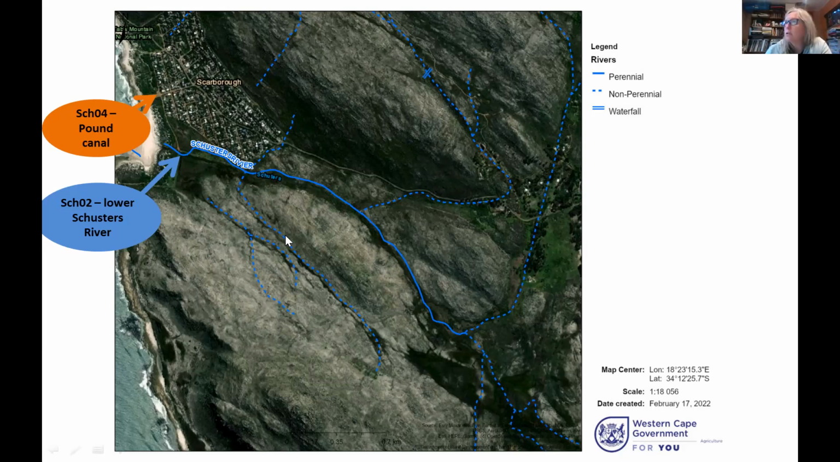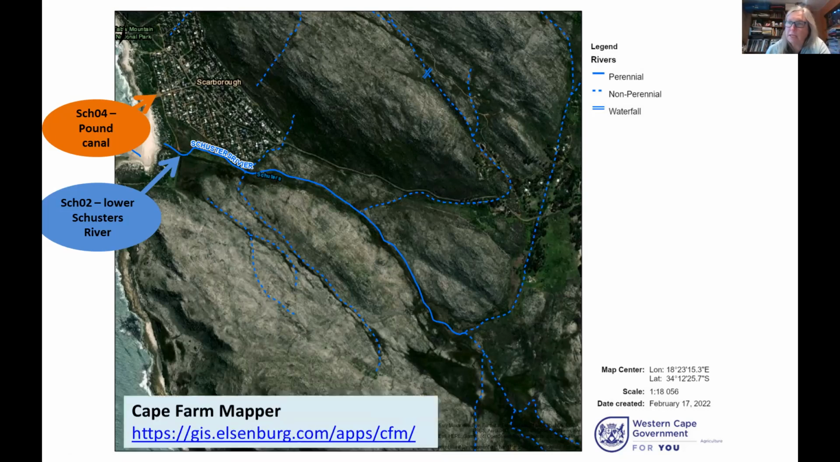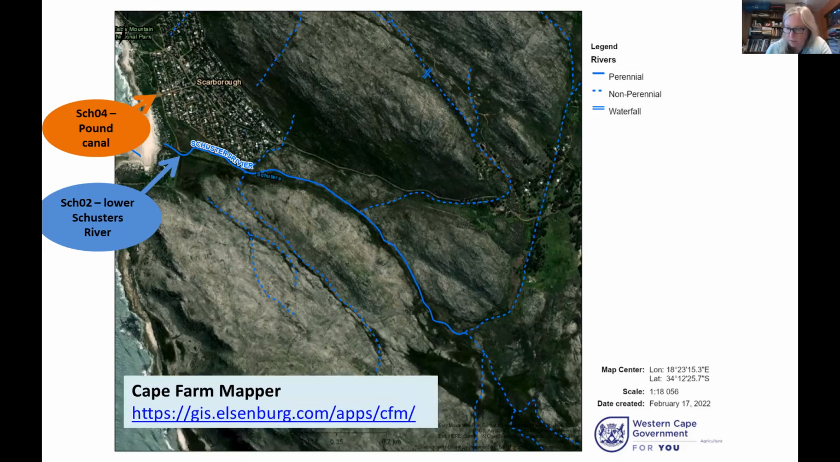So those are the two sites, and the data that we have, as I said, is 20 years worth of data. There's that Cape Farm Mapper website. I'm not sure if we get to share the slides later, John, with everyone, but the website will be on there.